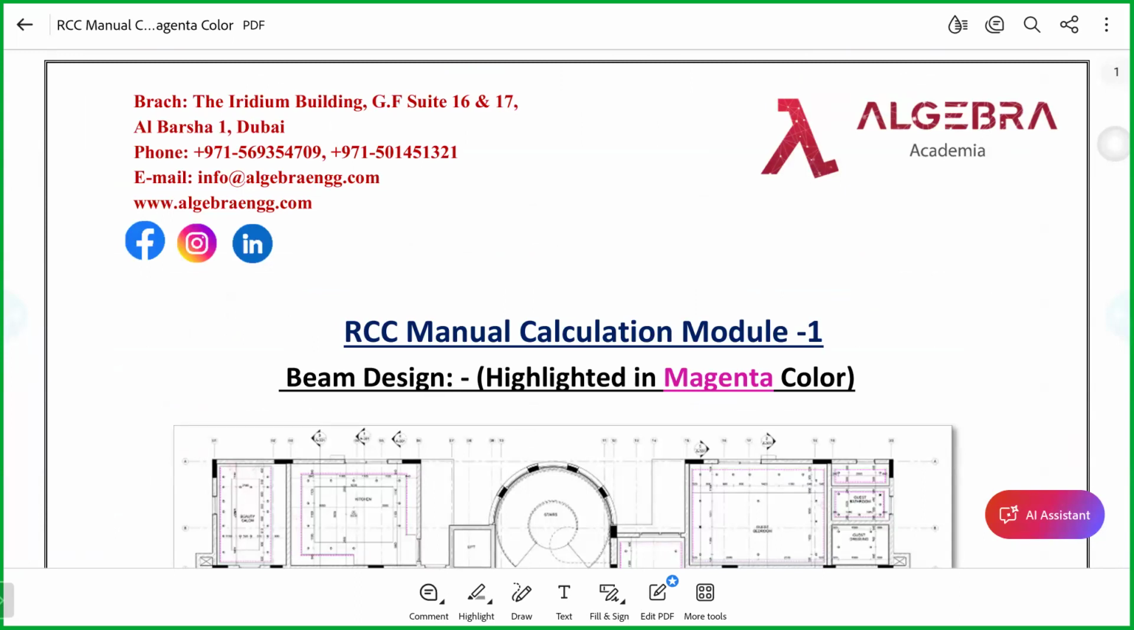As we discussed in the last class, we directly focus on the RCC design. This is module 2. Okay, hope you all know that I am Sayed.